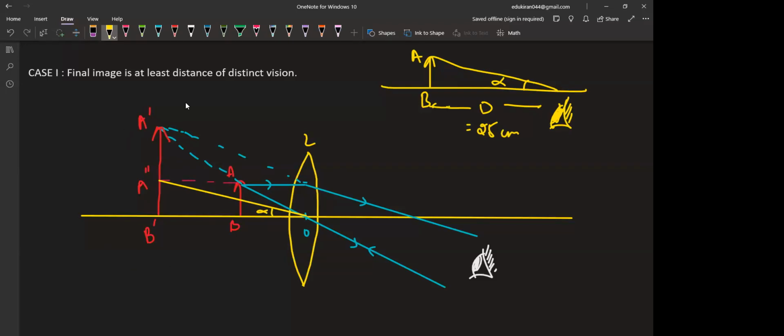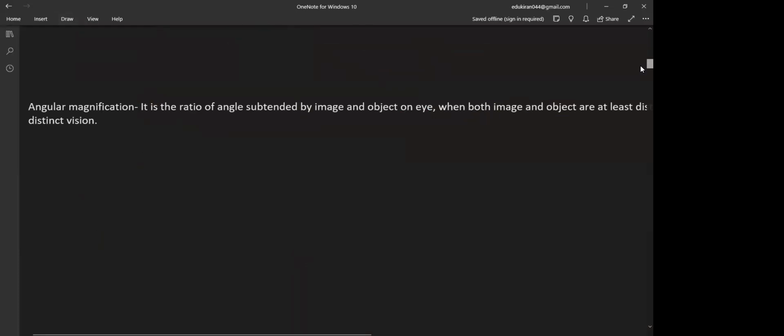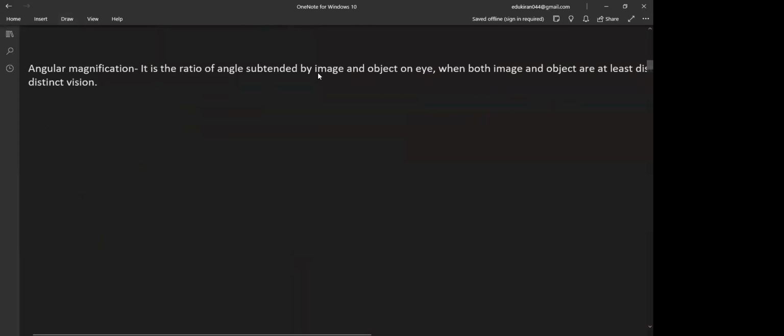This is the enlarged view. This image is subtending some angle. This bigger angle, I'm taking it as beta. Clear? So what is magnification equal to? Angular magnification is the ratio of the angle subtended by image and object on the eye when both image and object are at least distance of distinct vision.